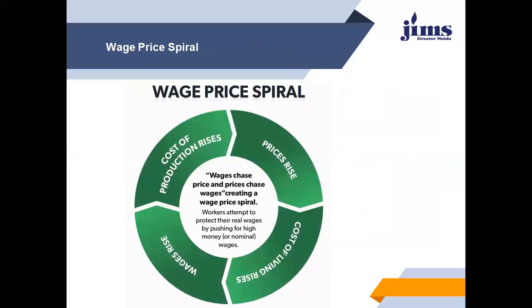Let's have a look at this image. It will give a better understanding. Let's look at the lower left side of the image. Wage rise results in cost of production rising, and since the cost of production is rising for the producer, he will charge the same in prices, so prices will also have to rise.